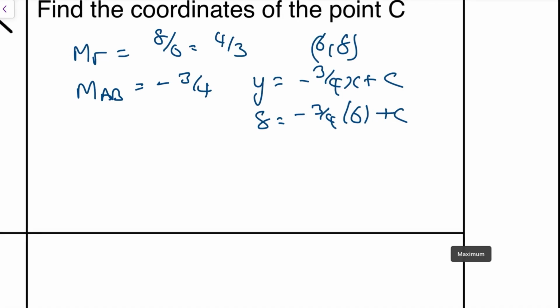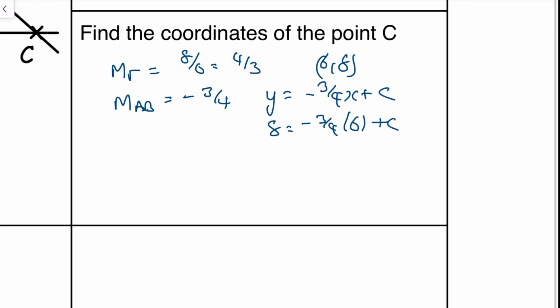It's slightly easier to see what I'm doing then. Which means now I've got, what have I got? So I've got 8 plus 3 times 6 is 18, so plus 18 over 4 is equal to c. So I'll basically rearrange this equation here.